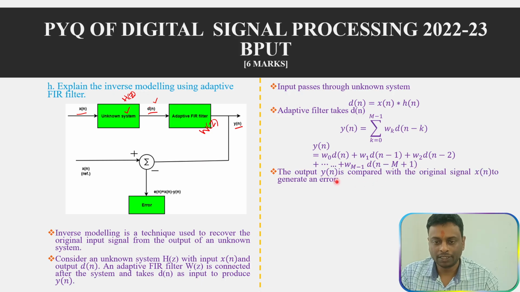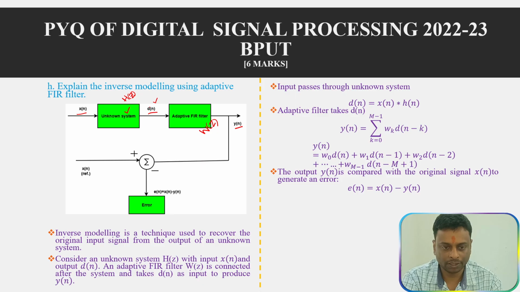So the error signal: the output y of n is compared with the original signal, that is x of n, to generate an error. The error signal equals x of n minus y of n. So this is the error signal, this is x of n, this is y of n. That error signal e of n equals x of n minus y of n.